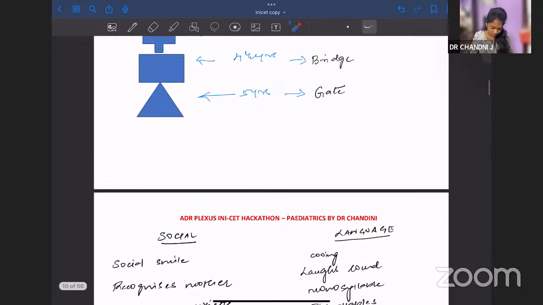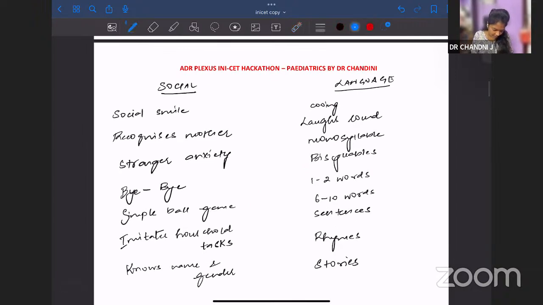Now coming to the next one: social, adaptive and language. Social smile, I told you that is the first milestone a baby shows. So social smile is around 2 months. Recognizes mother by 3 months. Stranger anxiety is crying on seeing strangers. That is by 6 months.